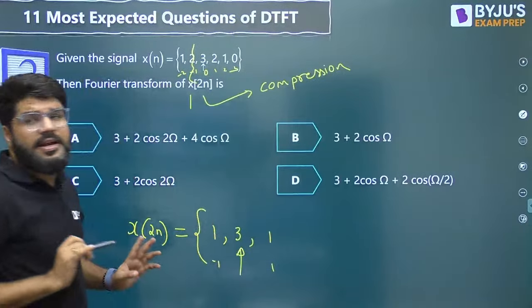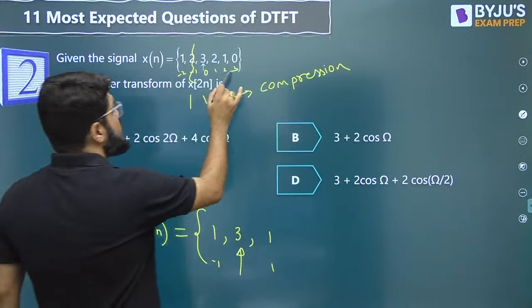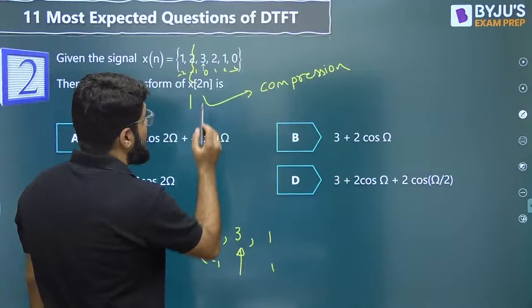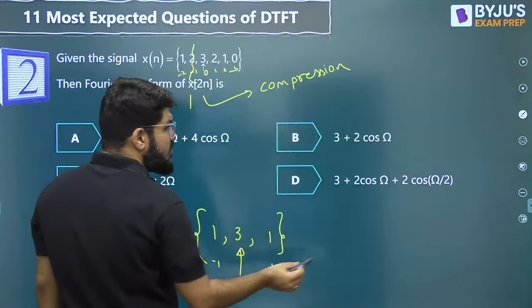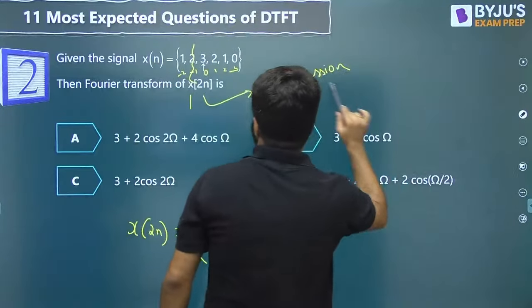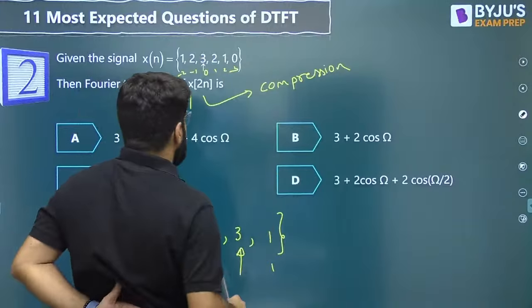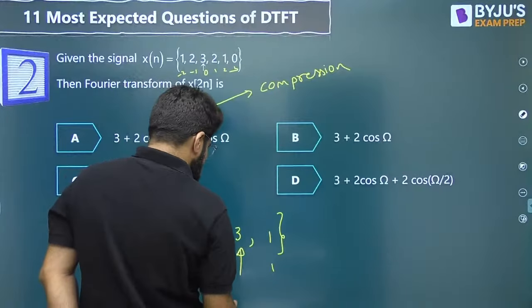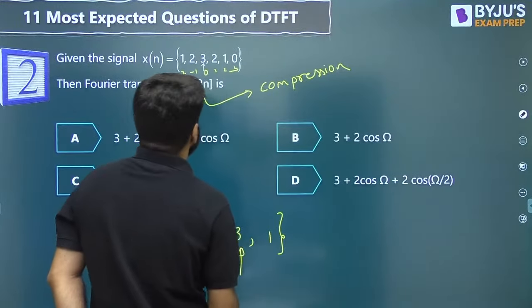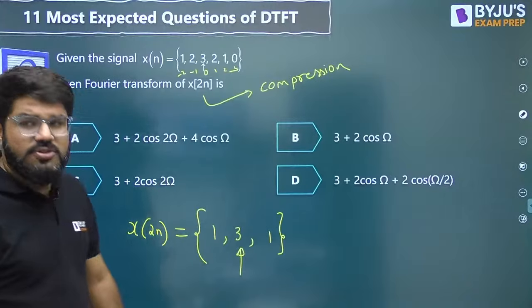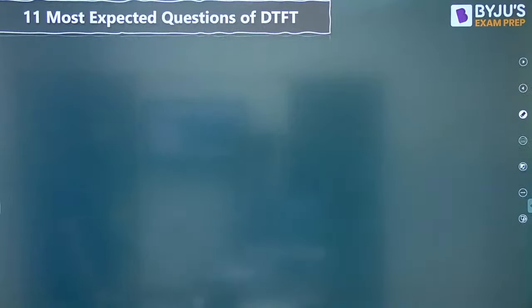3 divided by 2 is not integer, so you cannot take this value. So the signal ends. That is what I told you: some samples of the signal are lost during the compression period. This is x[2n]. So that is why in this case we directly evaluate.